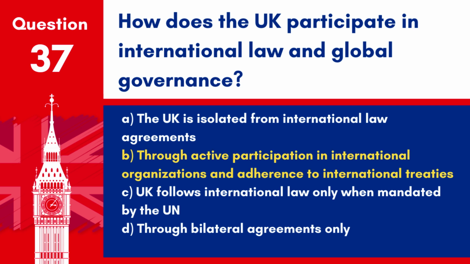Answer: B. Through active participation in international organizations and adherence to international treaties. The UK participates in international law and global governance by being an active member of various international organizations and by adhering to international treaties, which influence its legal and policy frameworks.